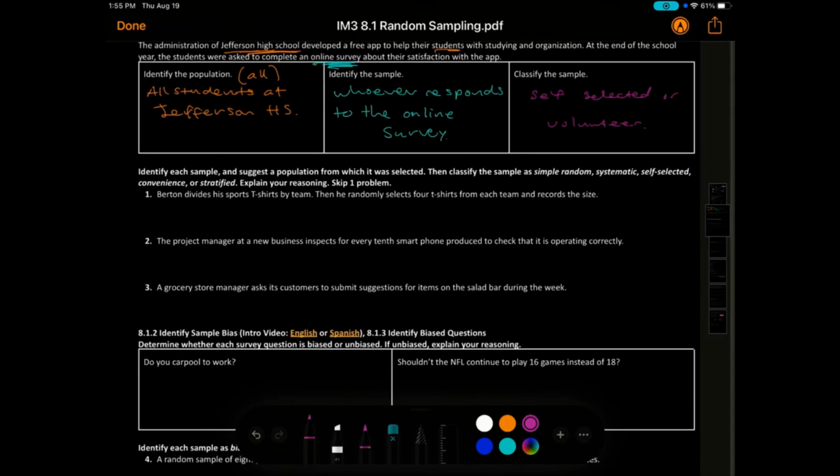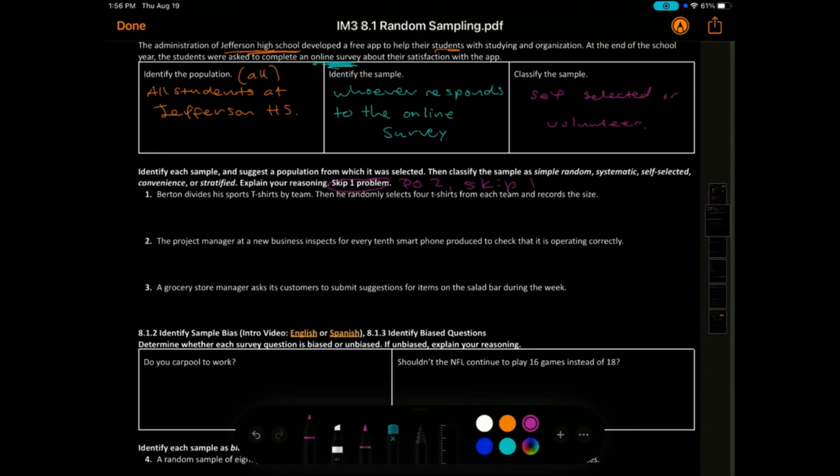All right, let's go over this homework set. Identify each sample and suggest a population from which it is selected. Then classify the sample as a simple random sample, systematic, self-selected, convenience, or stratified, and explain your reasoning. And in these 3 problems, I don't want you to do all 3. I just want you to skip 1 problem. So you can basically do 2, skip 1. Does that make sense?